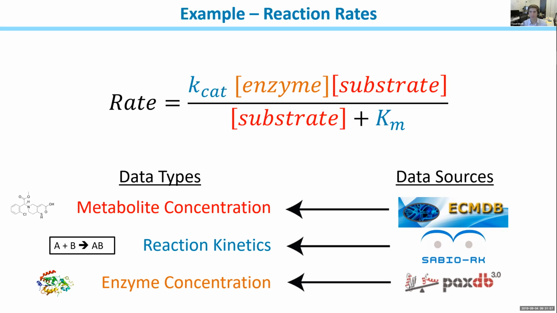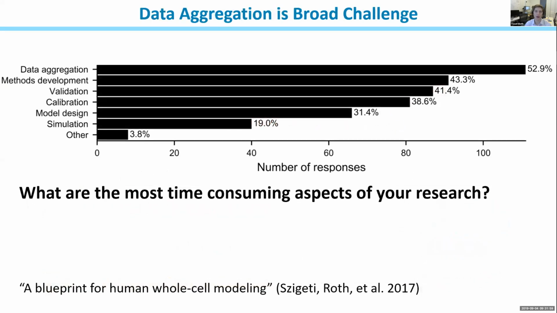And this aggregation poses a challenge to the modeling community. Our lab 2 years ago actually had a survey where we surveyed different researchers in the modeling community, and one of the questions we asked is, what are the most time-consuming aspects of your research? The most popular answer at 52% was data aggregation. So any tools that our community can make to accelerate this process will greatly accelerate the field in general and can enable much more large-scale models than are currently possible.